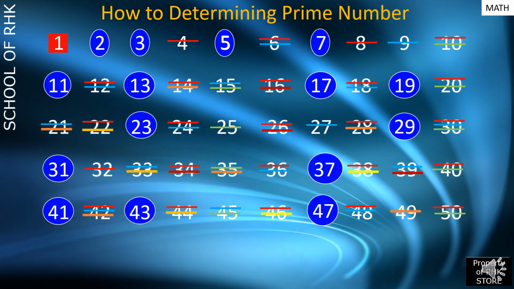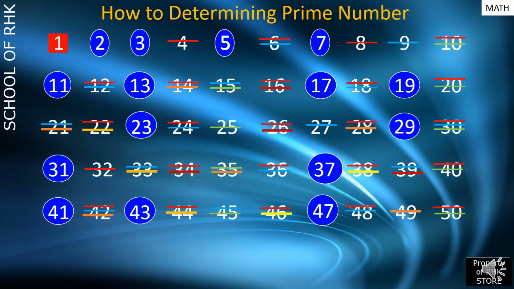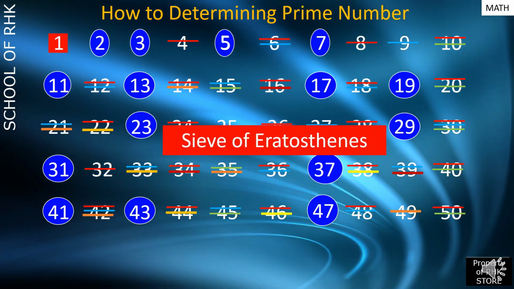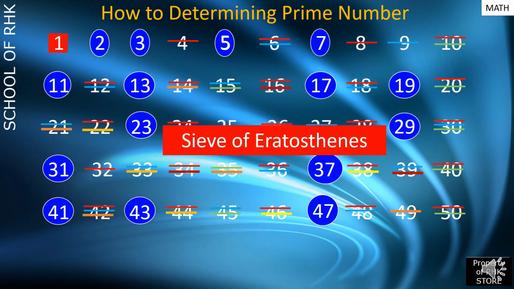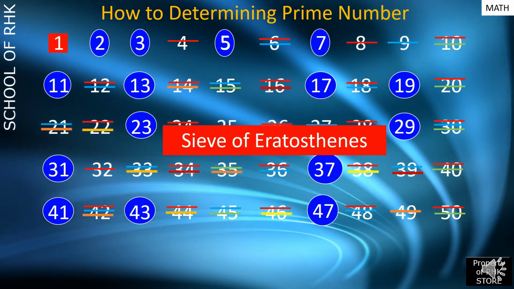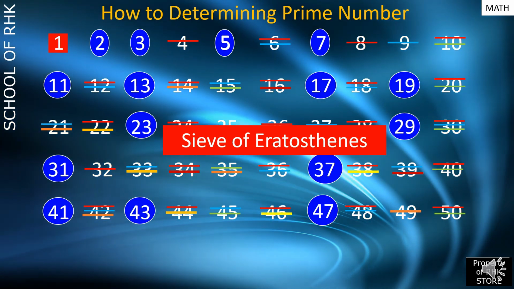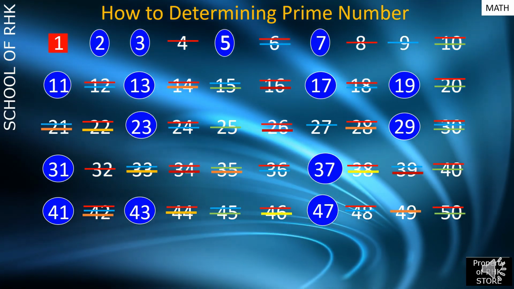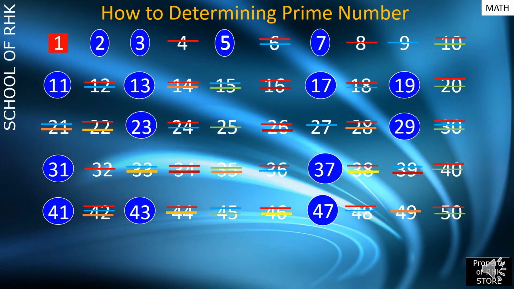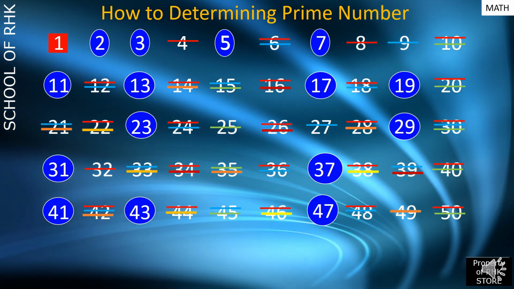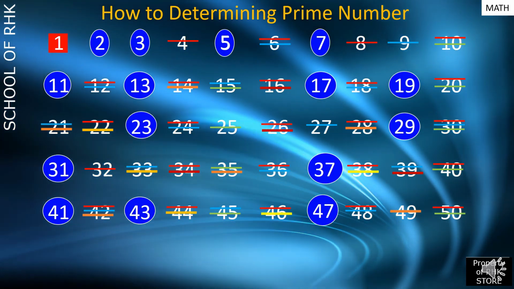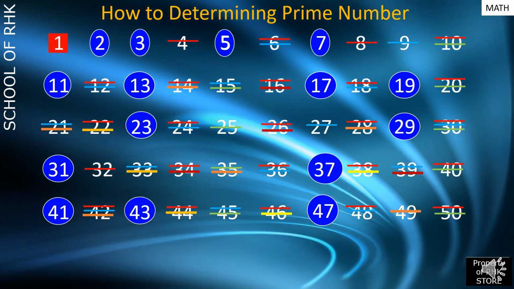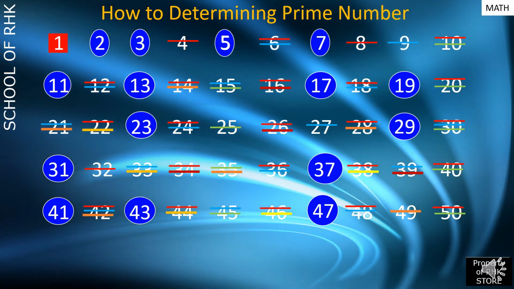Hopefully, the process of determining prime numbers using the sieve of Eratosthenes is clear to you. Practice makes a man perfect. In mathematics, achieving efficiency is only possible the more you practice, the more you learn.